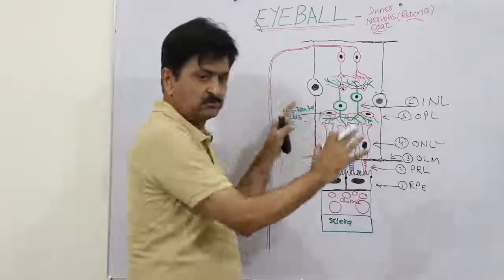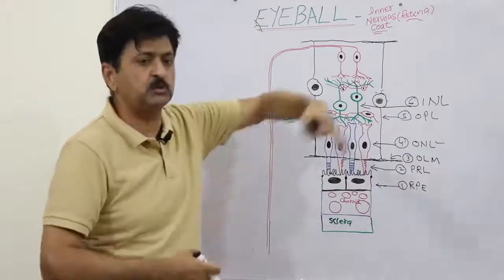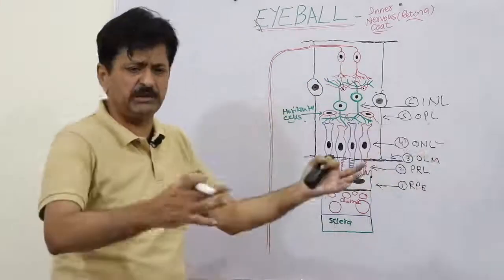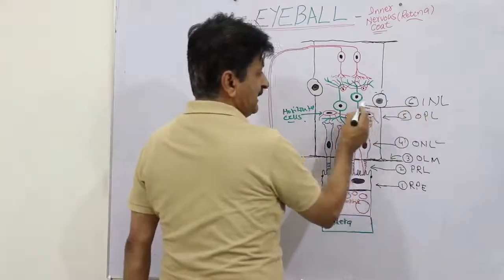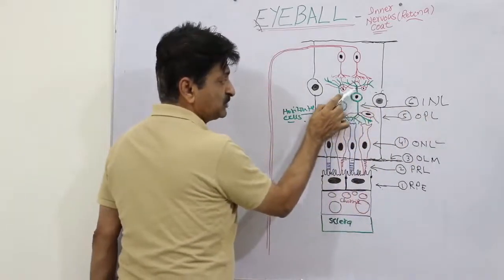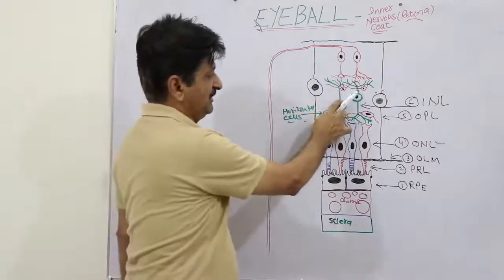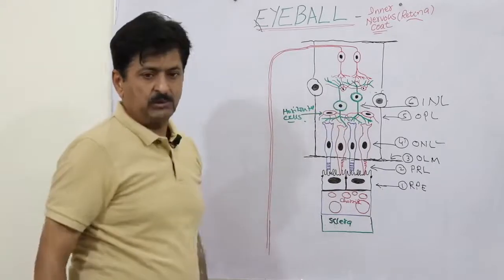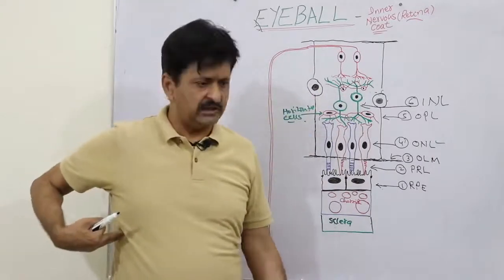But in this zone your Muller cell bodies are also lying, having their short processes and long processes and multiple other processes also. So, here you are watching the inner layer, and after that you see that the axons of the bipolar cells are coming. The axons of the bipolar cells are just like the cell bodies in the dorsal root ganglion, in the general senses.